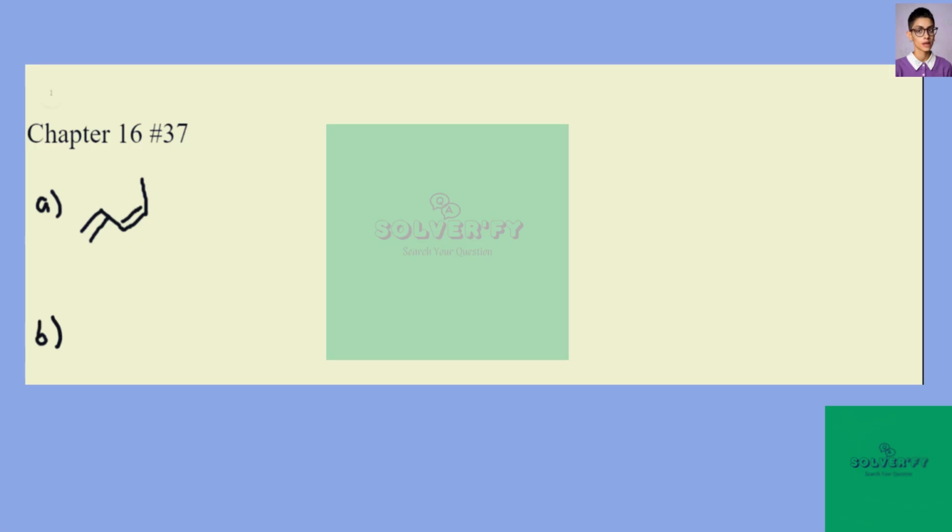So then for B, we have 2E,4Z-1-bromo-3-methyl-2,4-hexadiene. So hexadiene, our longest chain is going to be a 6-carbon chain. We have a bromine substituted on carbon 1, double bonds at carbons 2 and 4. The double bond at 2 is in the E configuration, 4 is in the Z configuration. And then we have a methyl substituent at carbon 3.